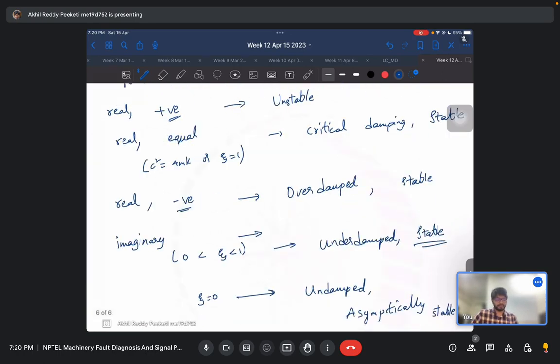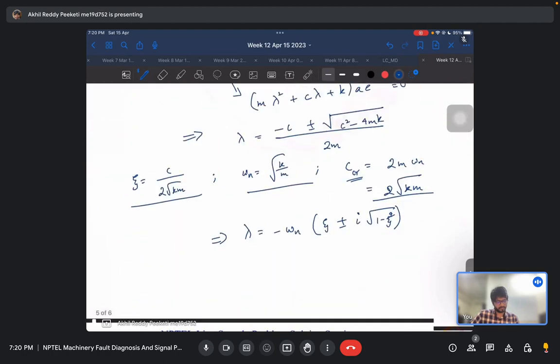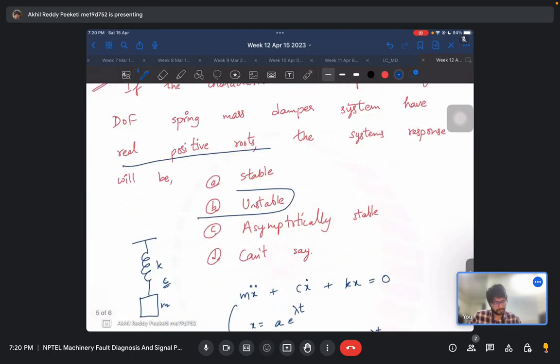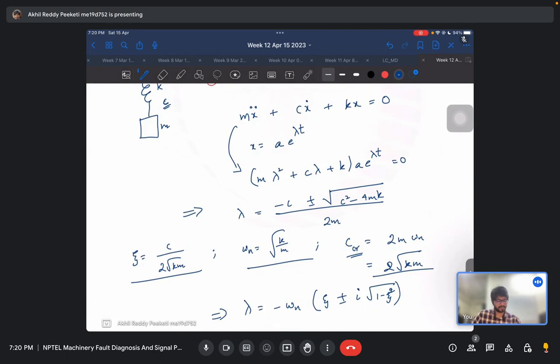So in this case, we have real positive roots. With real positive roots, the system is unstable. I hope this is clear. So for a single degree of freedom, this is the governing equation. From the governing equation, you can estimate lambda.